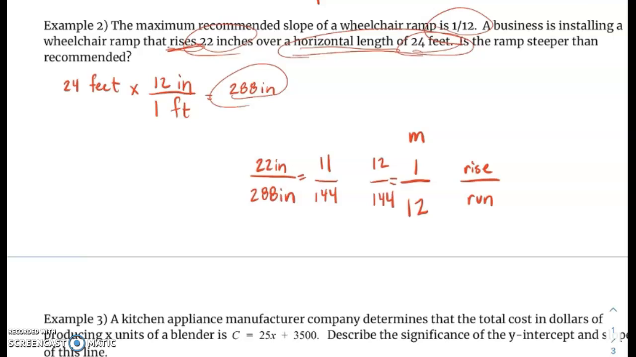And so you can see that the ramp and the recommended slope, the ramp is less than the recommended slope. That means the slope is shorter and safer. Is the ramp steeper than recommended? No.